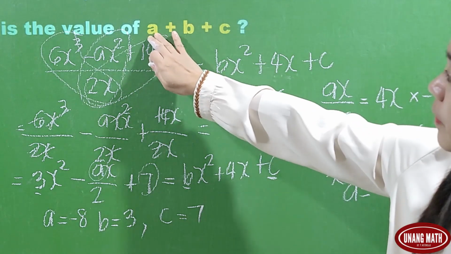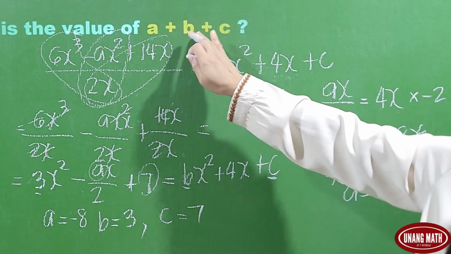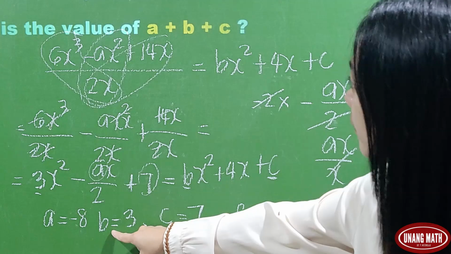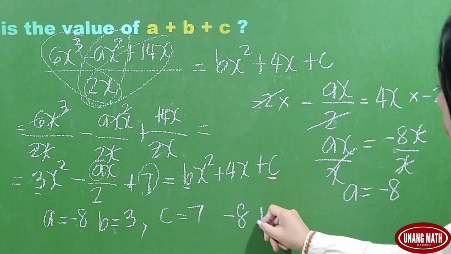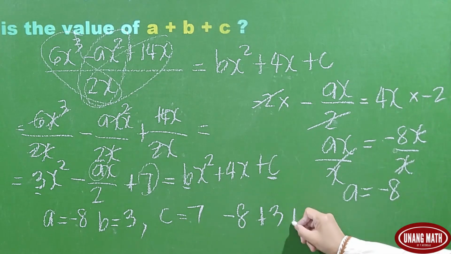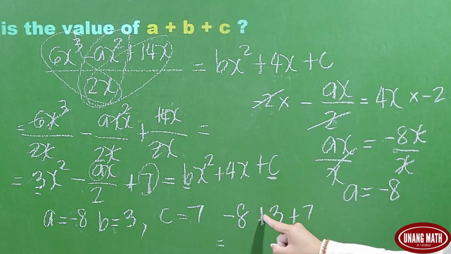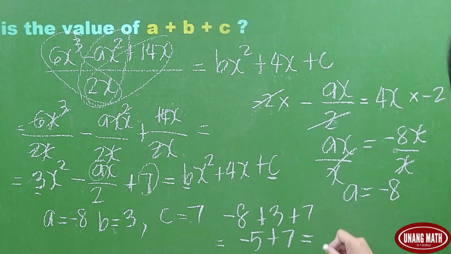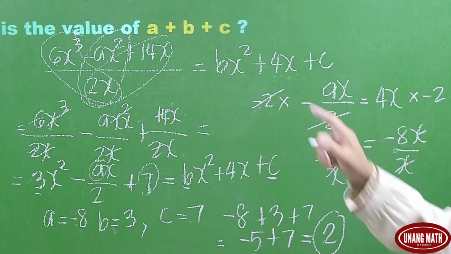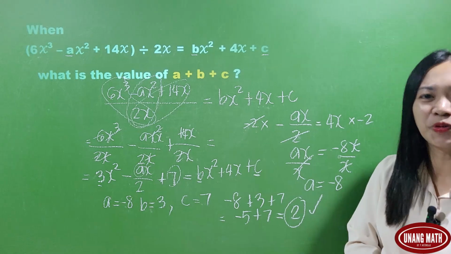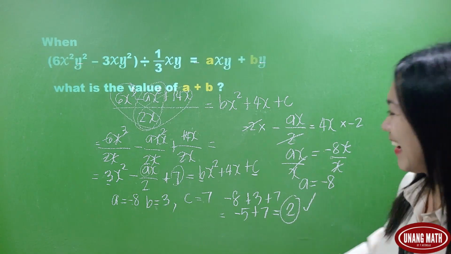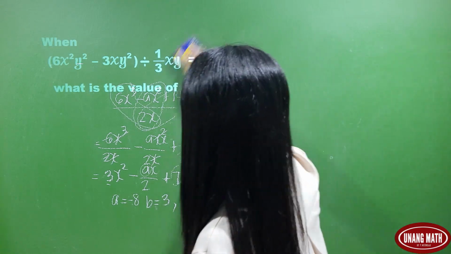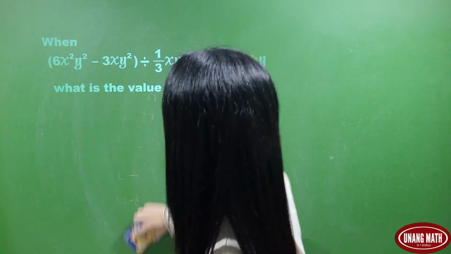We have here, we have to find the value of a plus b plus c. So meaning, negative 8, okay, b is 3, so plus 3, c is 7, plus 7. Negative 8 plus 3 is negative 5, plus 7. Then the value of a plus b plus c is 2. Okay, moving on. Let's also answer this second problem.